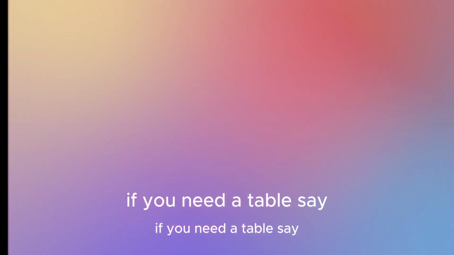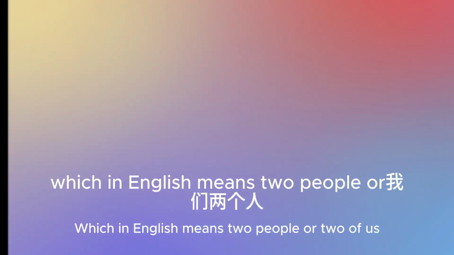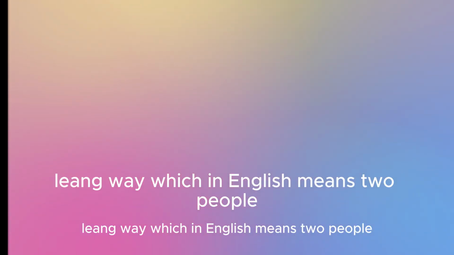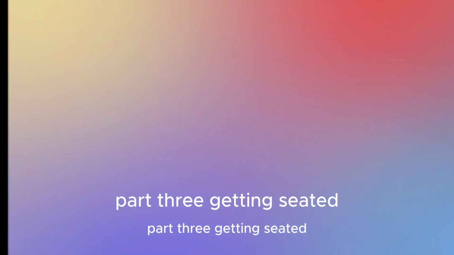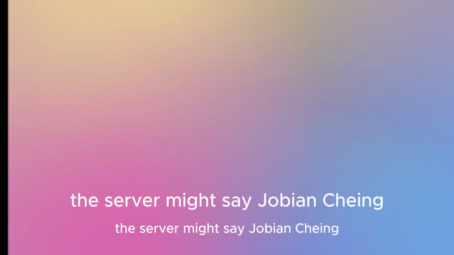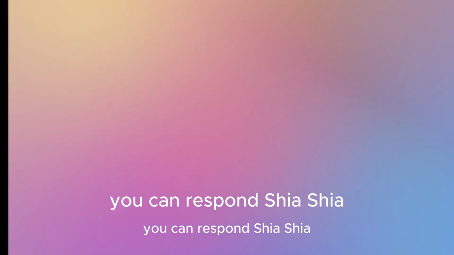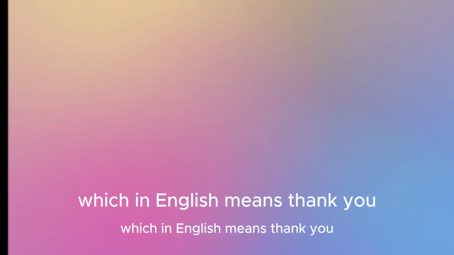Part 2. Asking for a table. If you need a table, say 两位, which in English means two people, or 我们两个人, which in English means we are two people. Break it down. 两位, which in English means two people. Part 3. Getting seated. The server might say 这边请, which in English means this way, please. You can respond 谢谢, which in English means thank you.